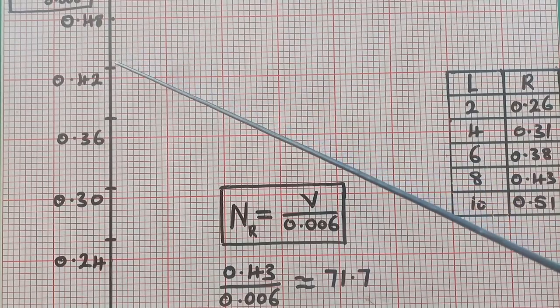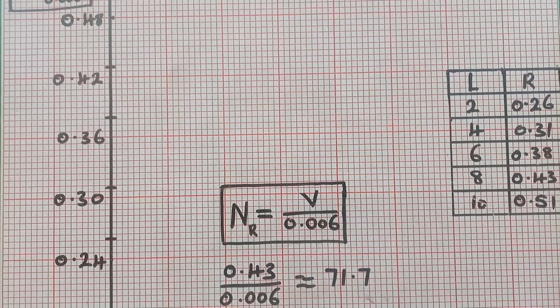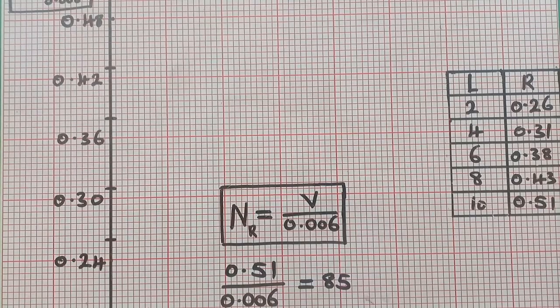That is the position of 0.43. Let us now turn our attention to the last value on the R column, that is 0.51. Now, to locate this 0.51, we replace V with 8, so that we have 0.51 over 0.006, and that gives us exactly 85 unit boxes.